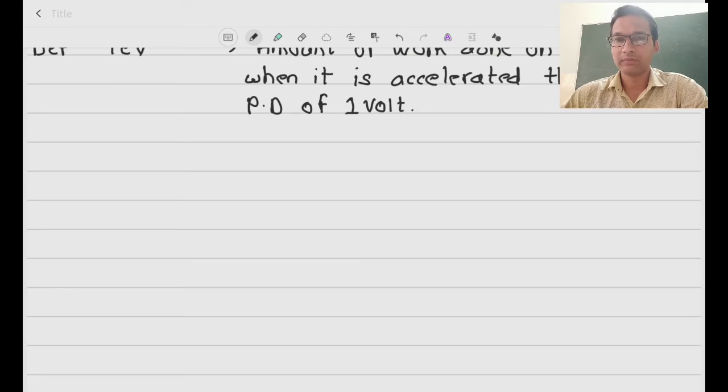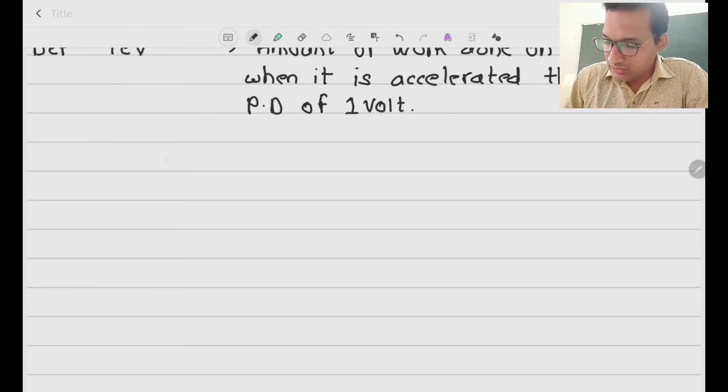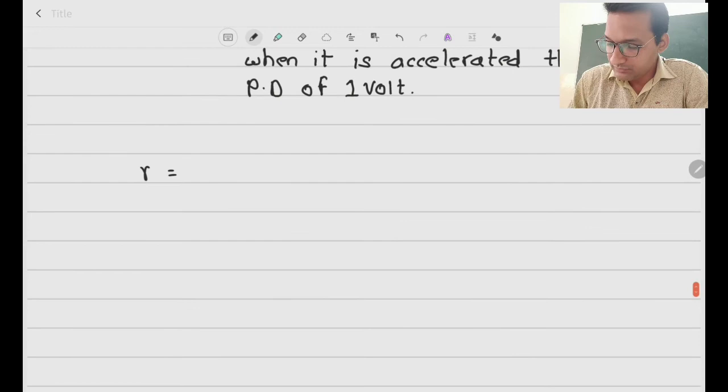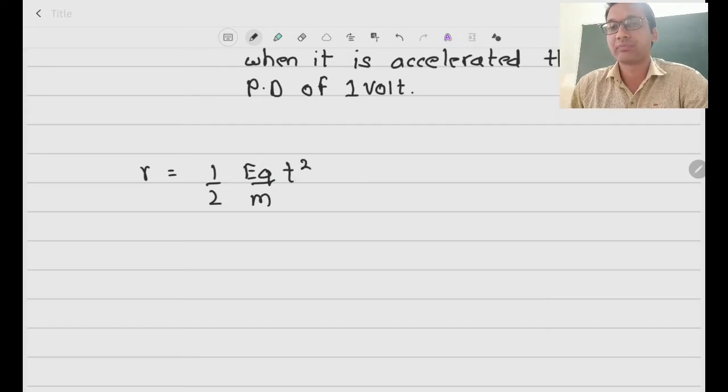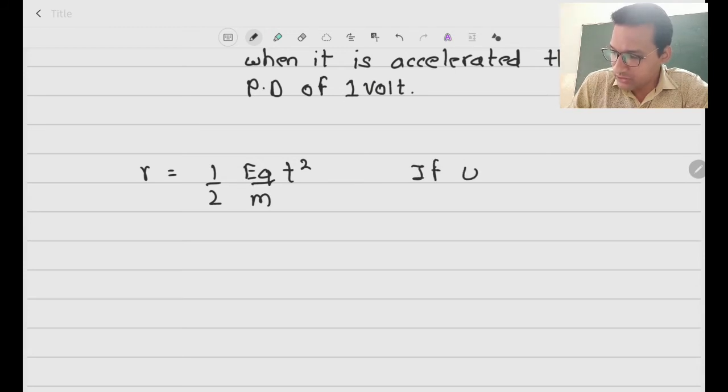One more form of the kinetic energy or the energy acquired by the charged particle we are going to see now. We know that the displacement R is equal to 1/2 EQ by m into t square. This we have taken from the equation of displacement. Displacement is equal to ut plus 1/2 at square, where we have taken u to be 0. Here this will be the displacement if u is equal to 0, that is initial velocity is equal to 0.